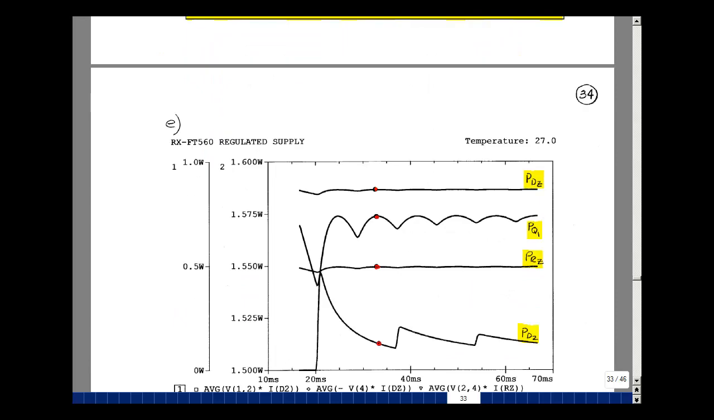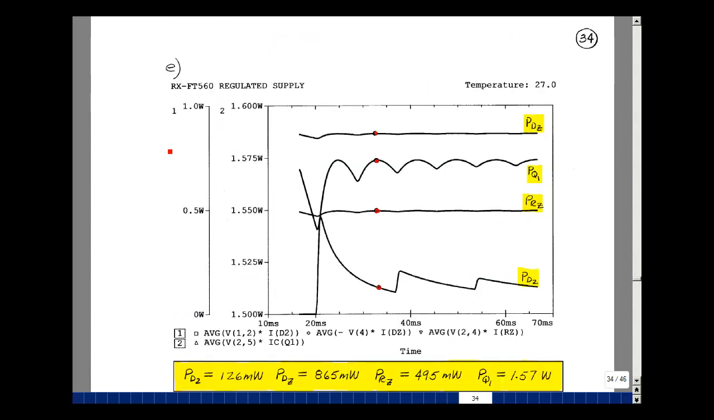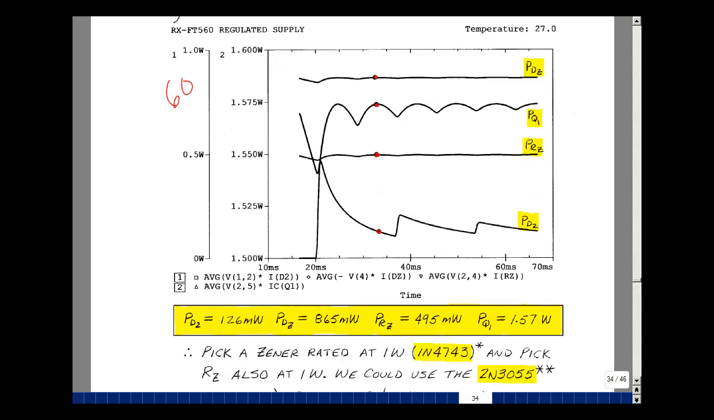Repeating the simulation for 60 ohms. I'm going to mark the power dissipated in the Zener diode, the transistor, the resistor R sub Z, and one of the diodes in the bridge rectifier. And the values are down here. Here's the diode in the bridge rectifier. It's 126 milliwatts. The Zener diode has gone up to 865 milliwatts. Power dissipated in the resistor has also gone up to 495 milliwatts. And the power in the transistor has gone down to 1.57 watts.